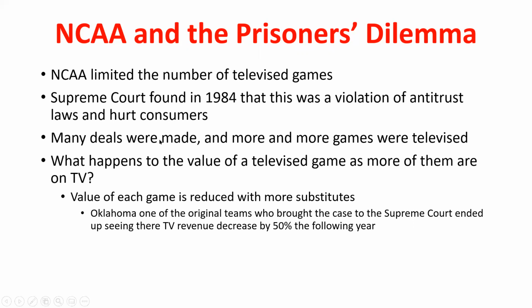Now, the problem is if we make more deals, so there's more games available, what happens to the value of each game, right? So this is just the general idea of scarcity. If we're seeing an increase in supply, that's going to do what to the equilibrium price? Yeah, it's going to lower it, right? And so essentially by adding more televised games, you're increasing that supply curve, pushing down the price that you can sell the broadcast rights for each game, right?